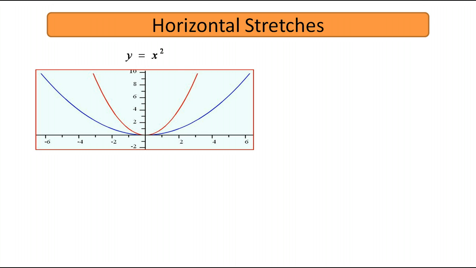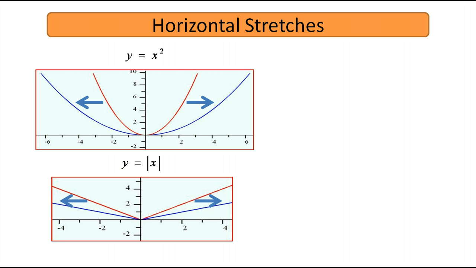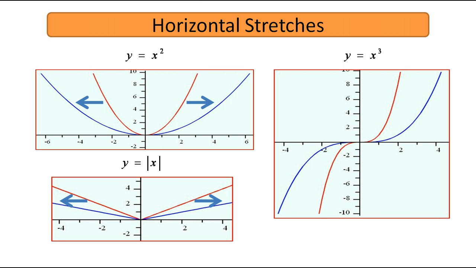Horizontal stretches are going to have a different effect, and here's an example for y equals x squared. The parent function was in red again, and if I stretch it, that means I'm pulling each side horizontally in opposite directions. That's going to make it wider. Same effect for absolute value, and same effect for cubic function. So horizontal stretches make the functions wider.